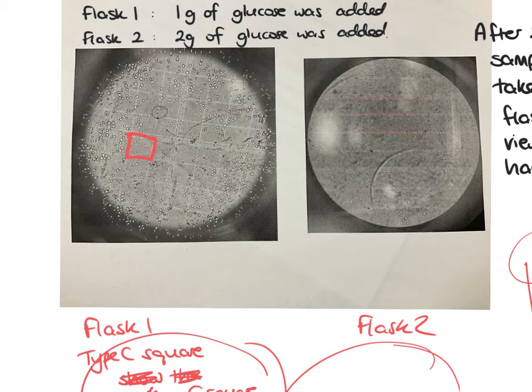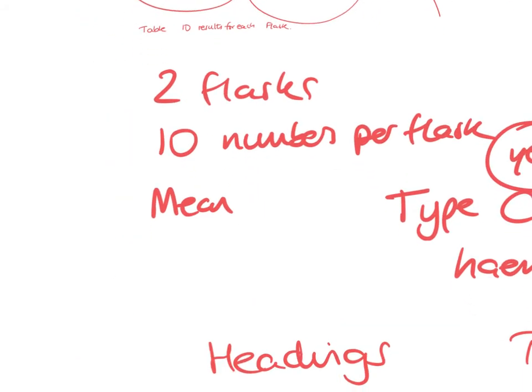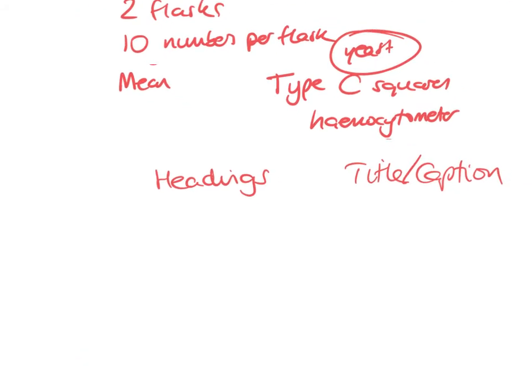So we need a type C square in each of your 2 photographs. You need a table or 2 tables with numbers of yeast cells in 10 different C squares, all right?